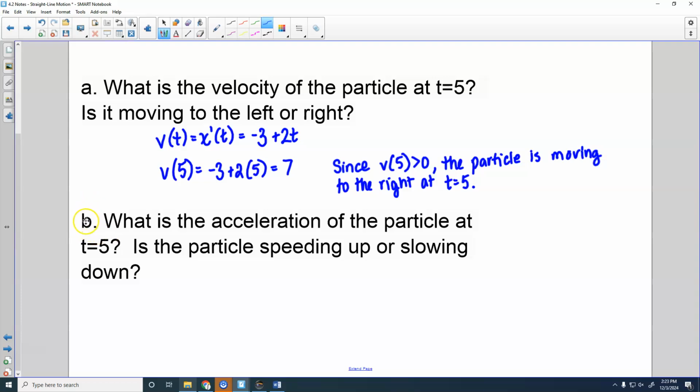Okay. B says, what is the acceleration of the particle at t equals 5? Is the particle speeding up or slowing down? So this is going to be a type of question that's super tricky sometimes. But yet there's a formula that makes it very easy to know. It's just easy to forget.